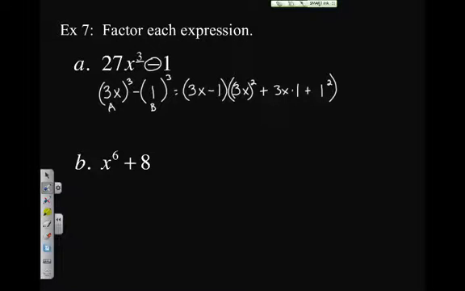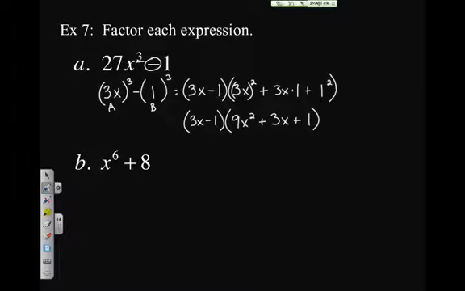Now, of course, we want to simplify if we can. That one just stays. But what is 3x squared? Remember, that's 3x times 3x, and that gives us 9x squared. Plus 3x times 1 is 3x, and 1 squared is 1. So there's our answer to part A.